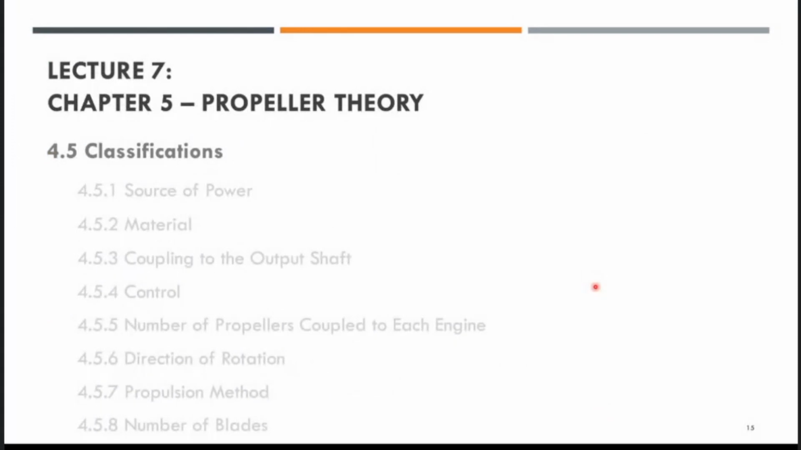Let us move into the classifications. With regard to classifications, we are going to look into the following subtopics. We are going to touch upon first the source of power, then material, coupling to the output shaft, control, number of propellers coupled to each engine, direction of rotation, propulsion method, and number of blades.